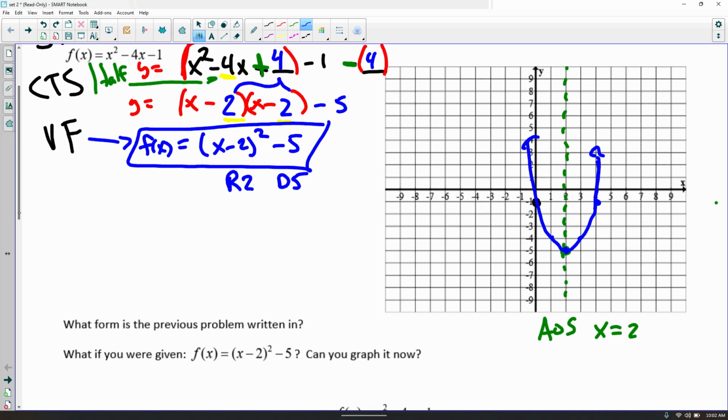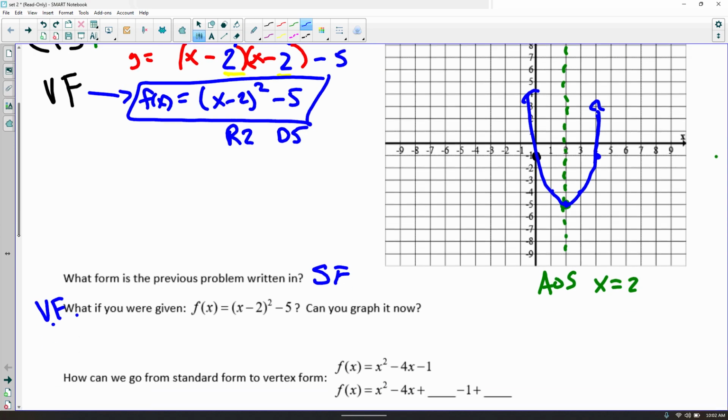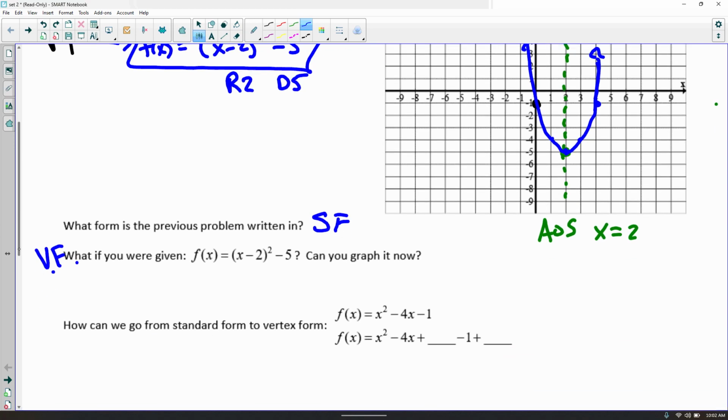All right. So then they go down here and they say, what form was the previous problem? That was in standard form. What if we gave it to you in vertex form? Can you graph it now? Because obviously they wanted you to complete the square. So that's what we were working on. So then it comes down here and it sets it up for you. So we can ignore this because we've already done it.